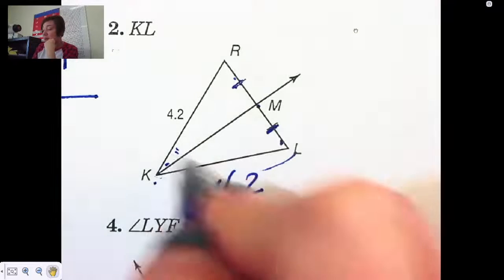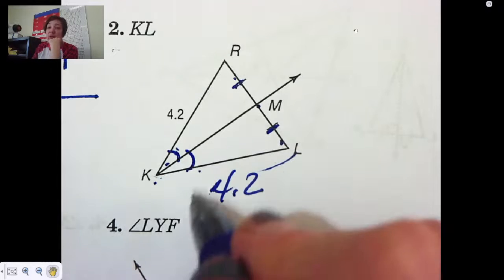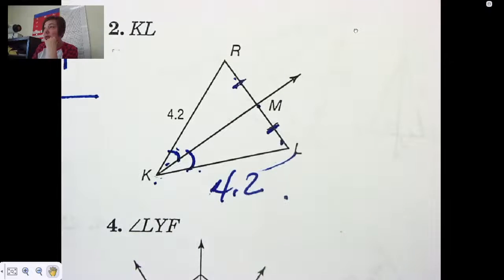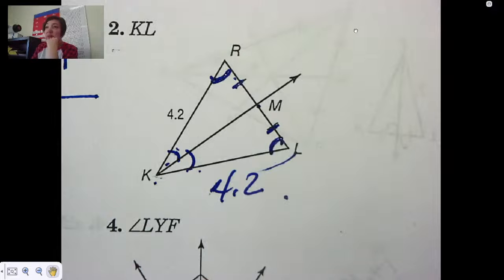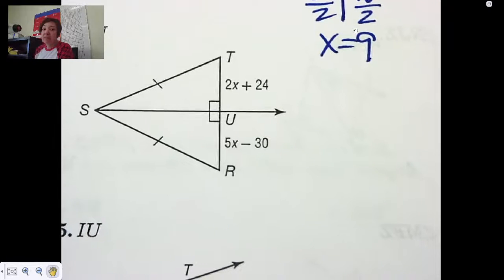I think it's a typo. I think that this was supposed to have a mark and a mark on it to show us that those are congruent. And showing us those are congruent would tell us that that's congruent. Or if they had told us that this was congruent to this, that would have worked. Right? Okay. So, TU.